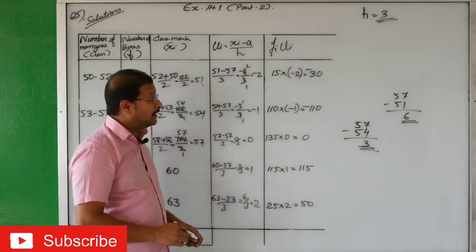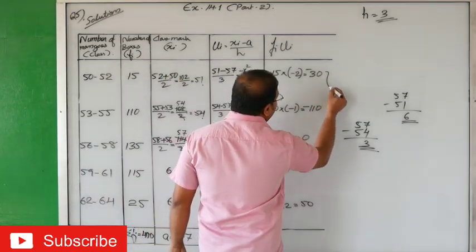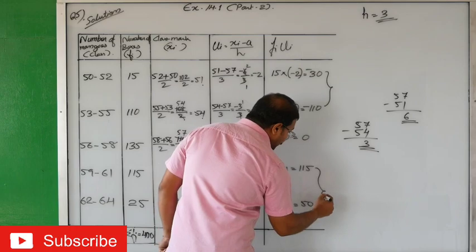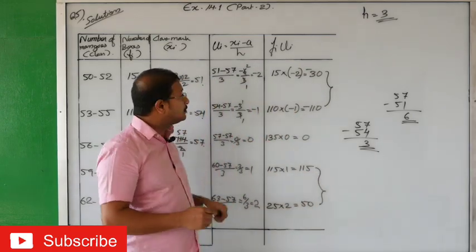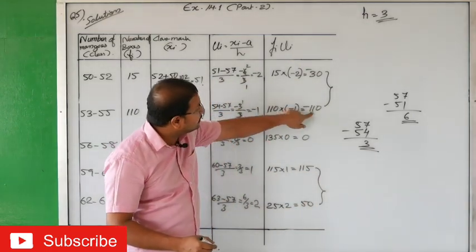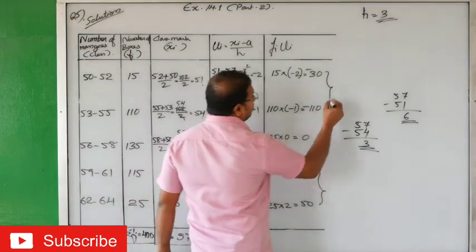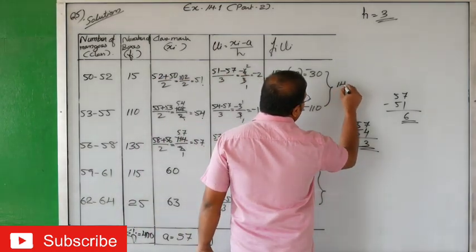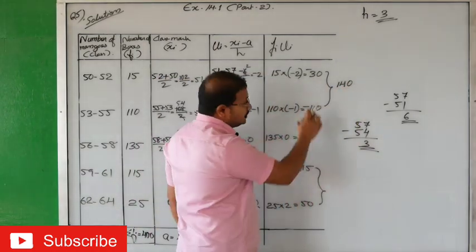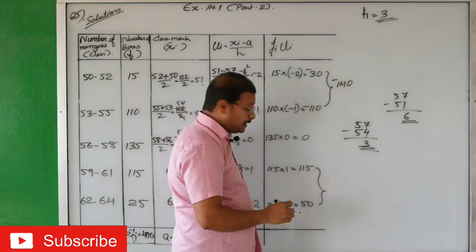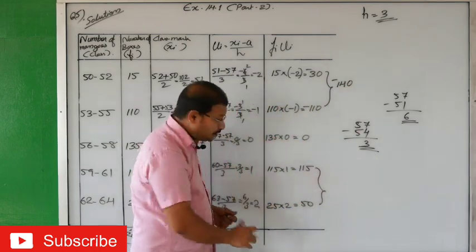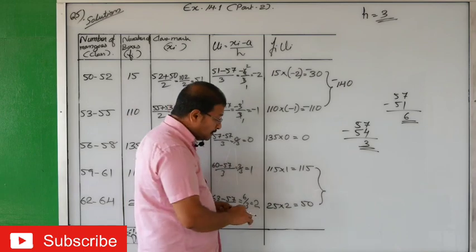Now what will you do? We have to add all the negative numbers together and the positive numbers together. Is it okay? Now add this one: 110 plus 30. What will you get? 140. But of course we know that this is minus 140. Ready? And here what will you do? We will add it because they are plus plus. That means what will you get here?